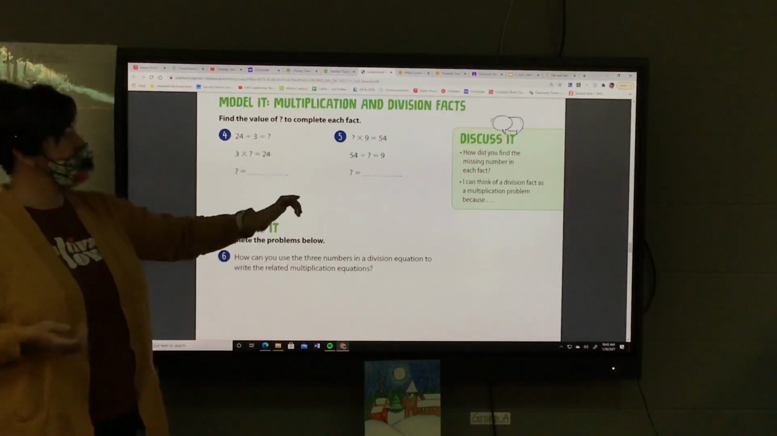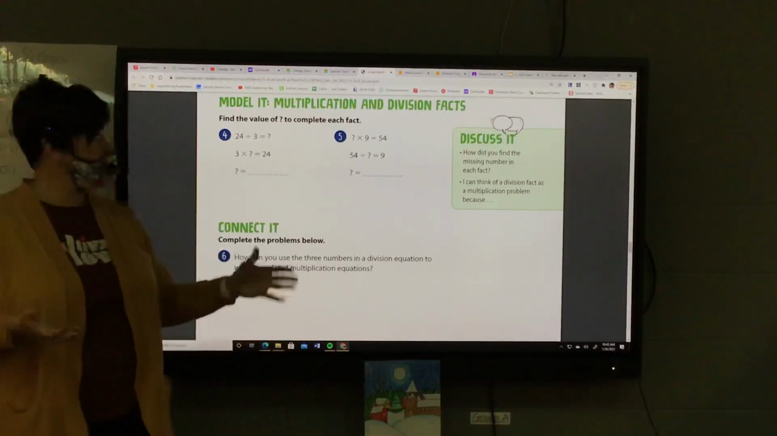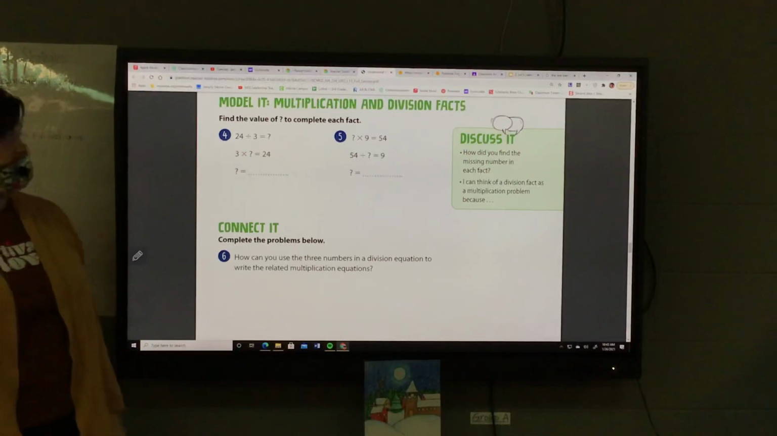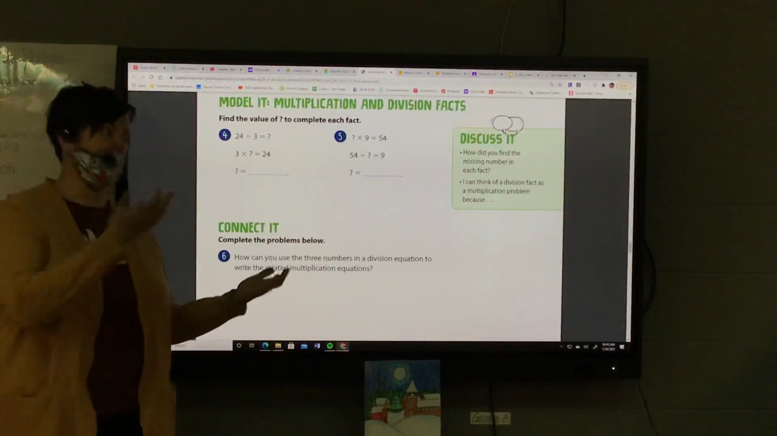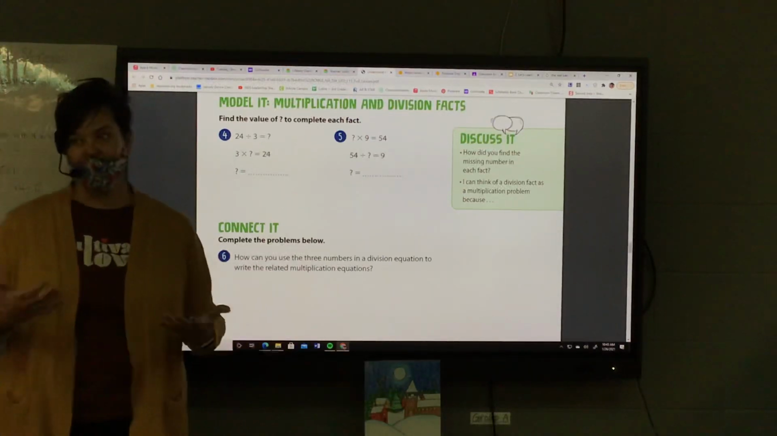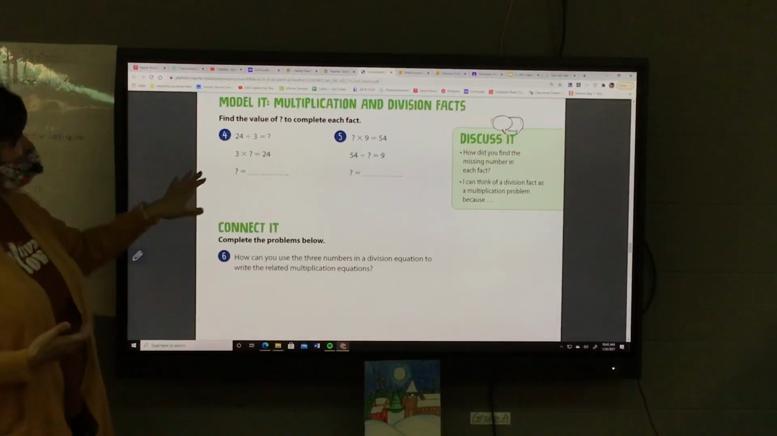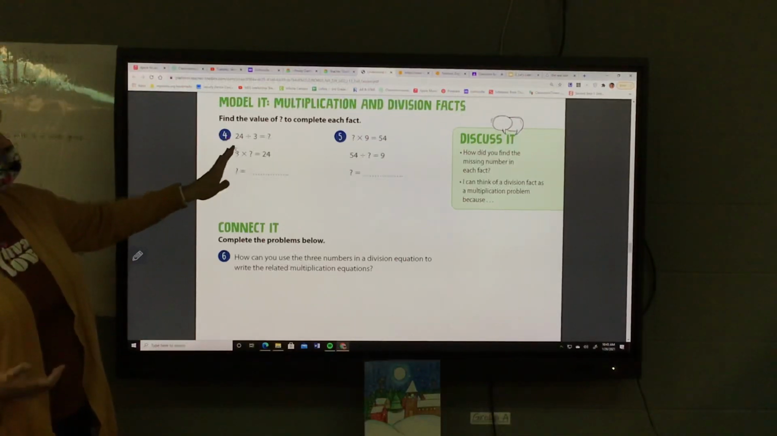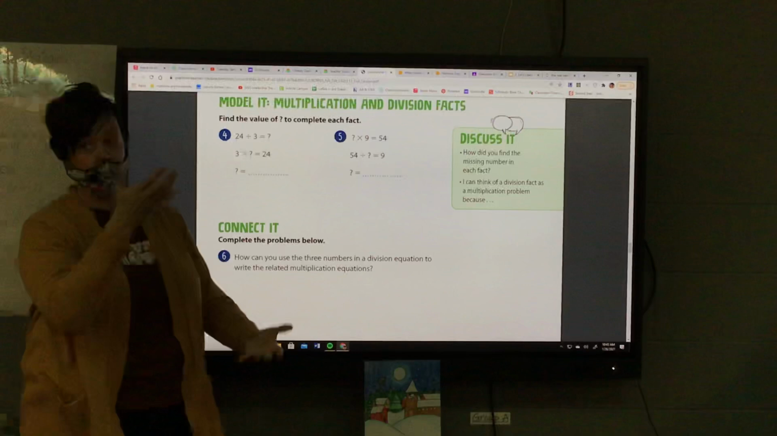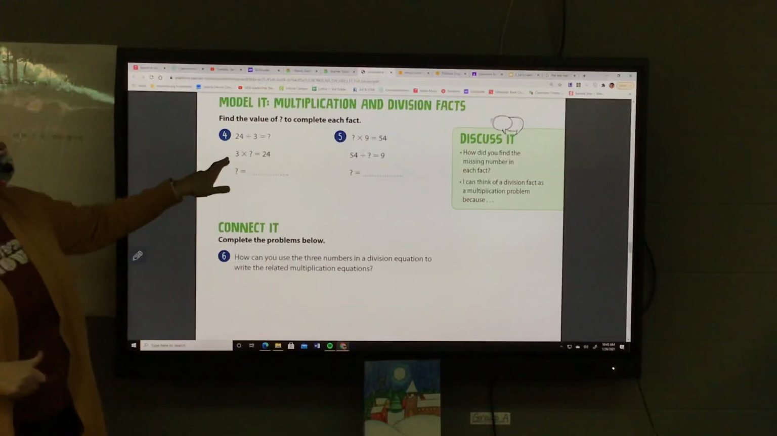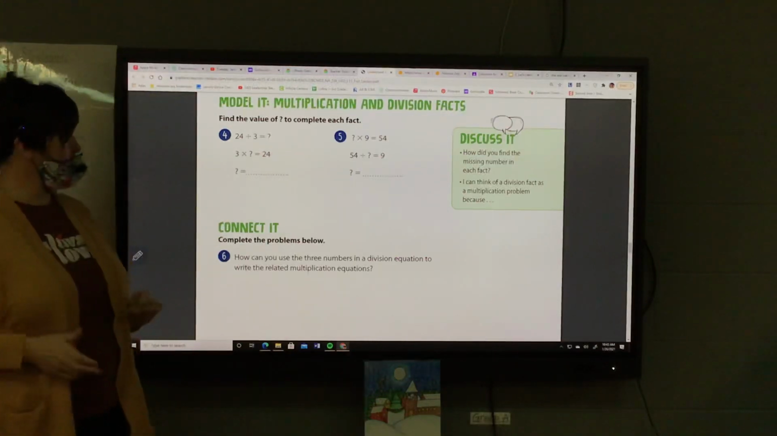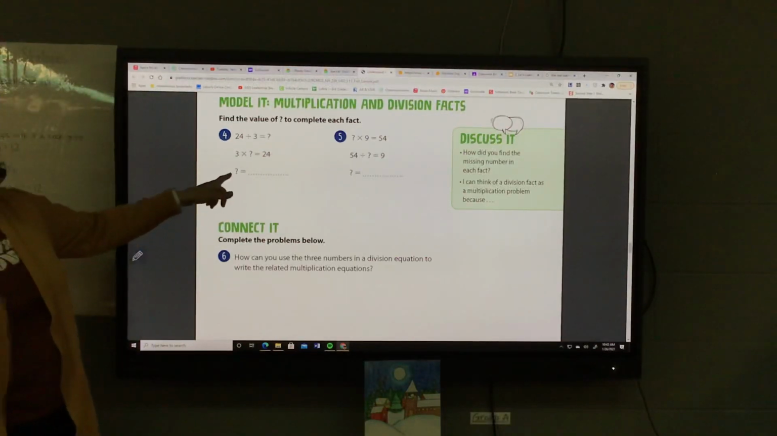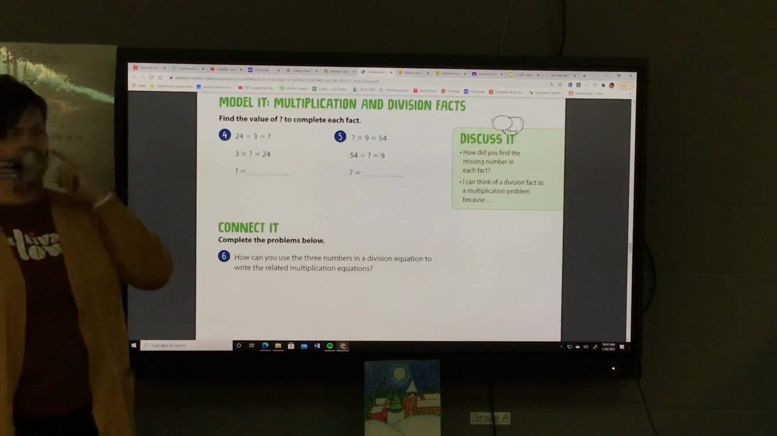So find the value of each question mark to complete each fact. Ooh, is this one where we need to know our multiplication facts to be able to help us figure out the missing numbers? So 24 divided by 3 equals question mark. 3 times that same number, question mark, equals 24. Question mark equals what? What would we write there?